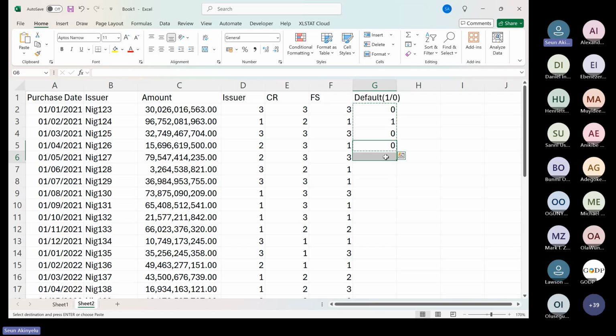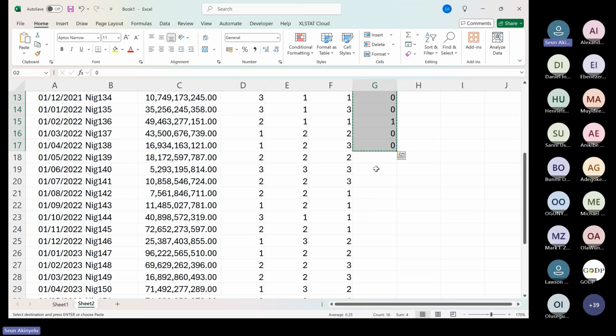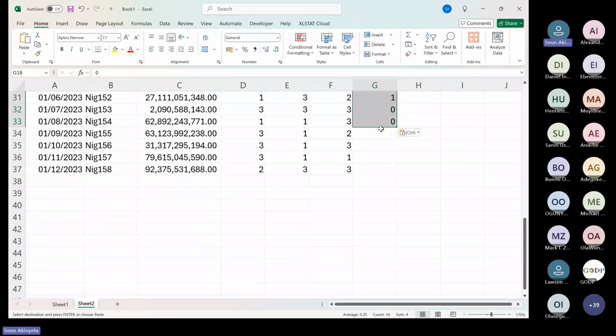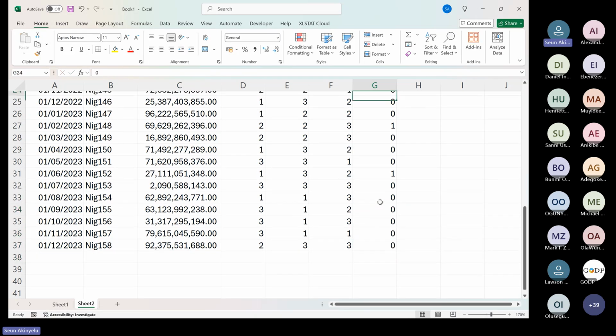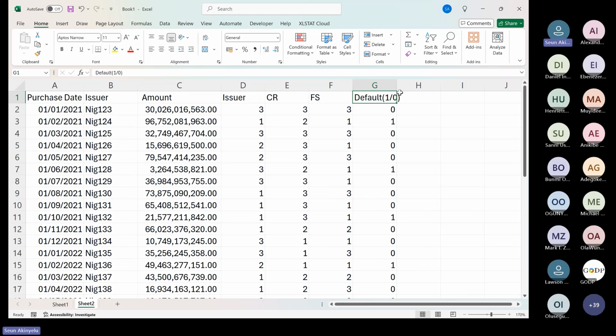This default or no default, they are things that have happened already on your data. So it's like we are using your data to calculate what you want to calculate. It's not as if you are picking anything from anywhere. Your data can give you exactly what you need. So let me say all these ones, they didn't default. They are good people. Yeah? So I have default or no default. So let's calculate this thing together.